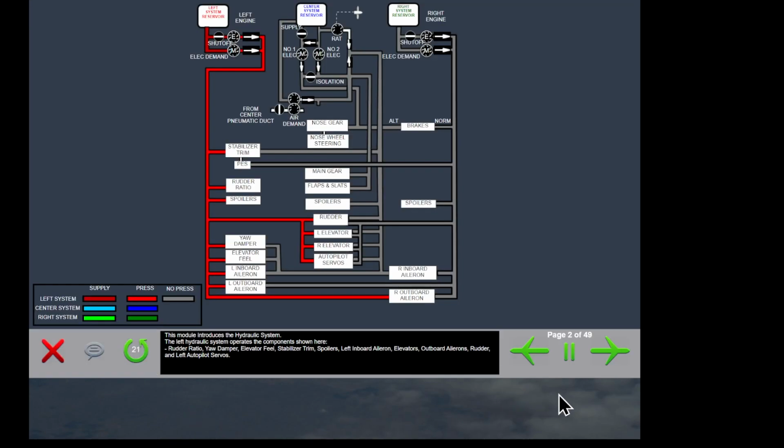This module provides a review of the hydraulic system. The left hydraulic system operates the components shown here: rudder ratio, yaw damper, elevator feel, stabilizer trim, spoilers, left inboard aileron, elevators, outboard ailerons, rudder, and left autopilot servos.